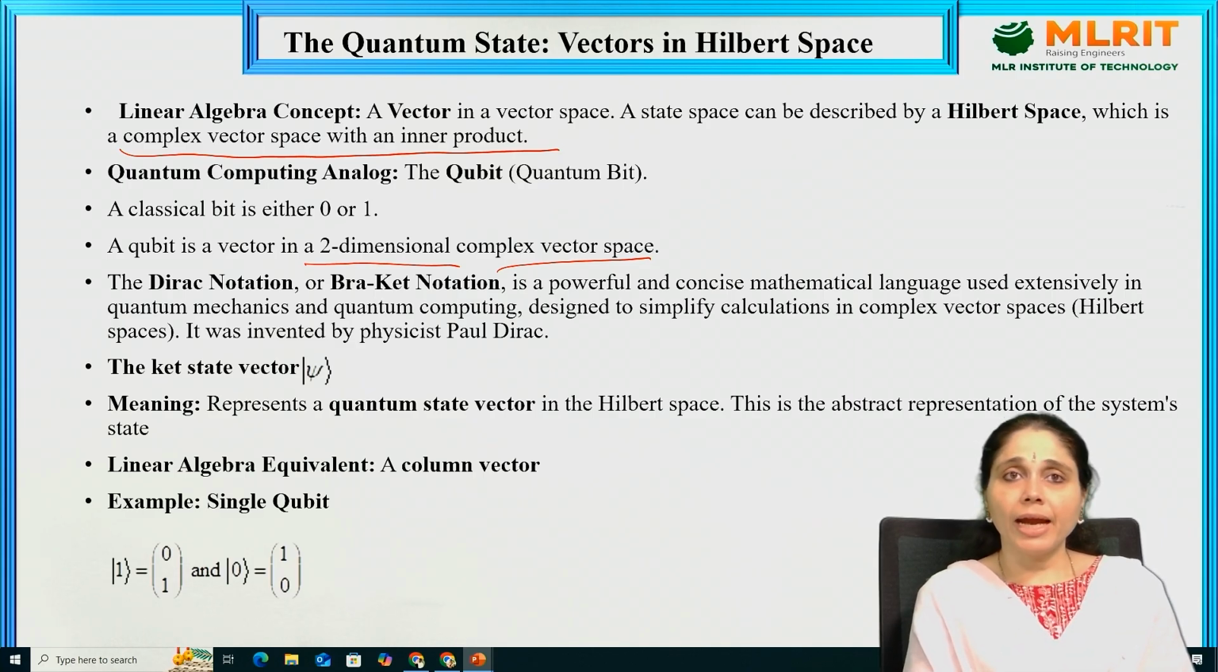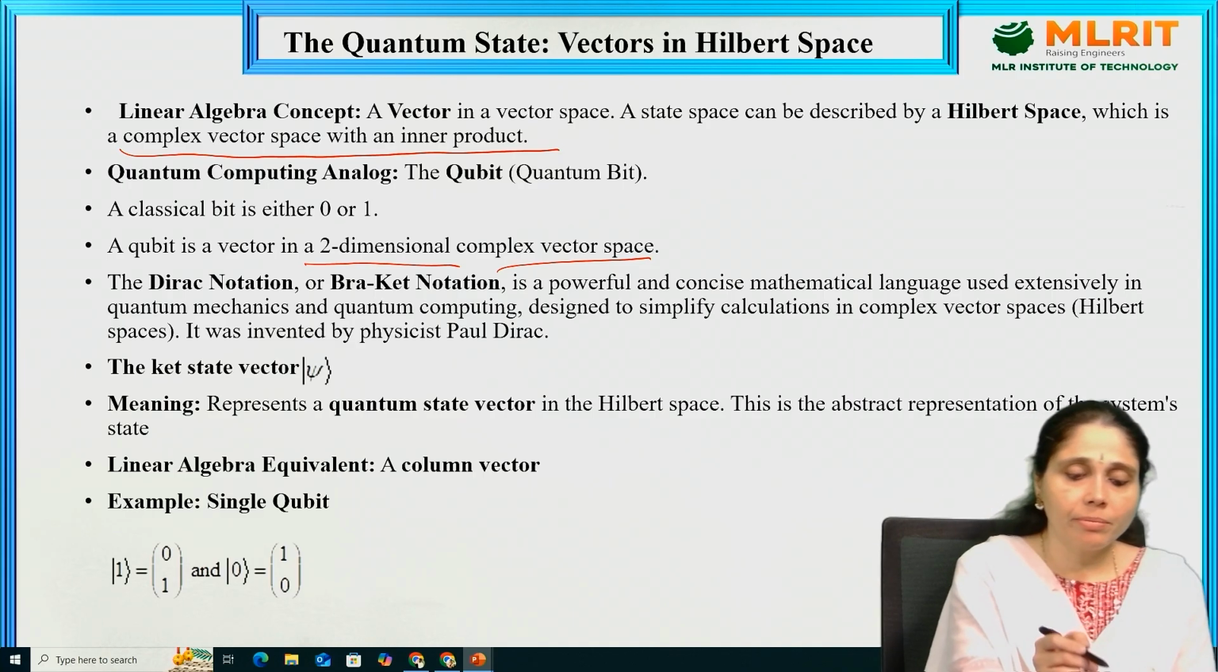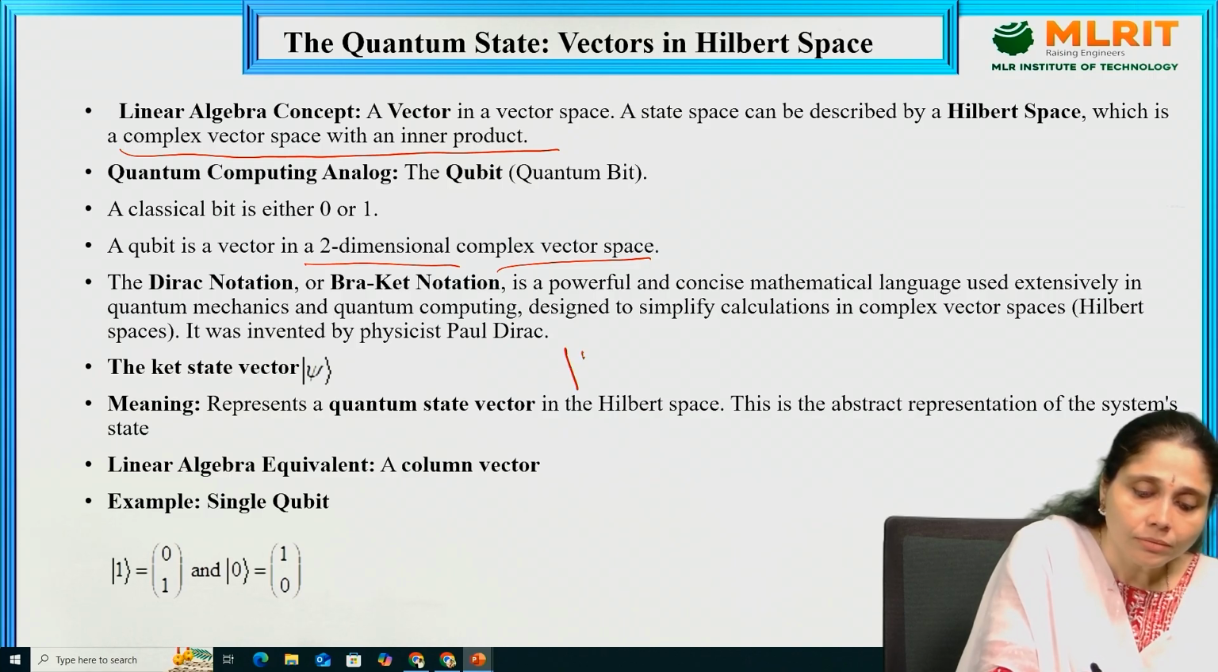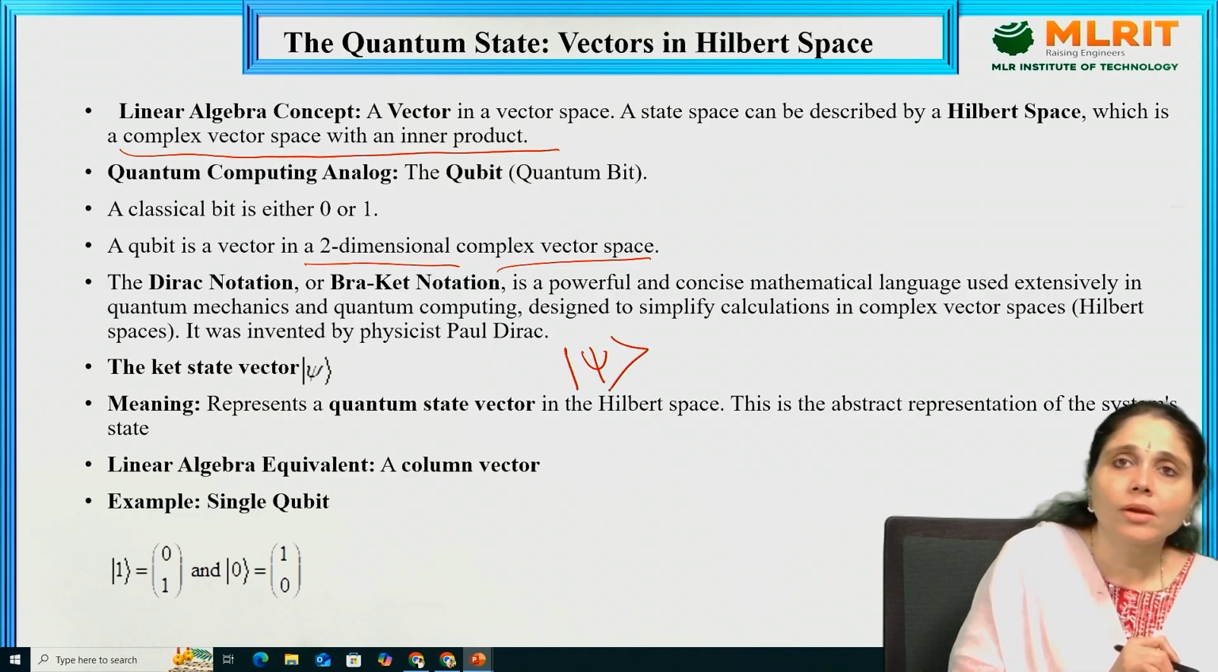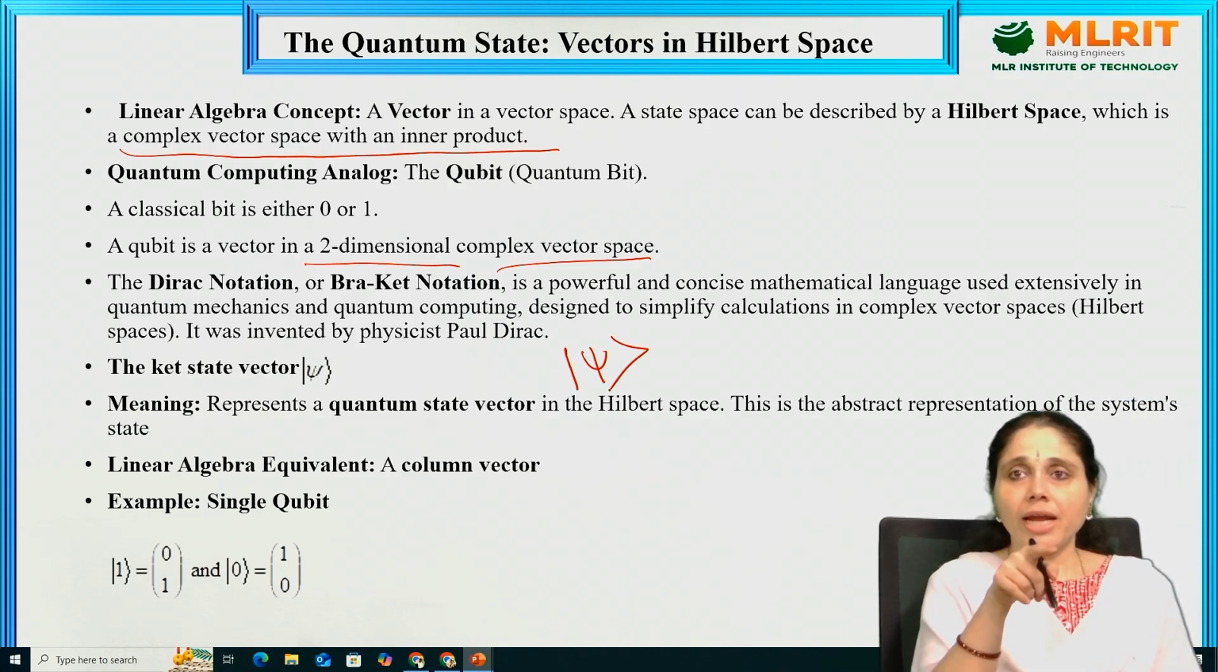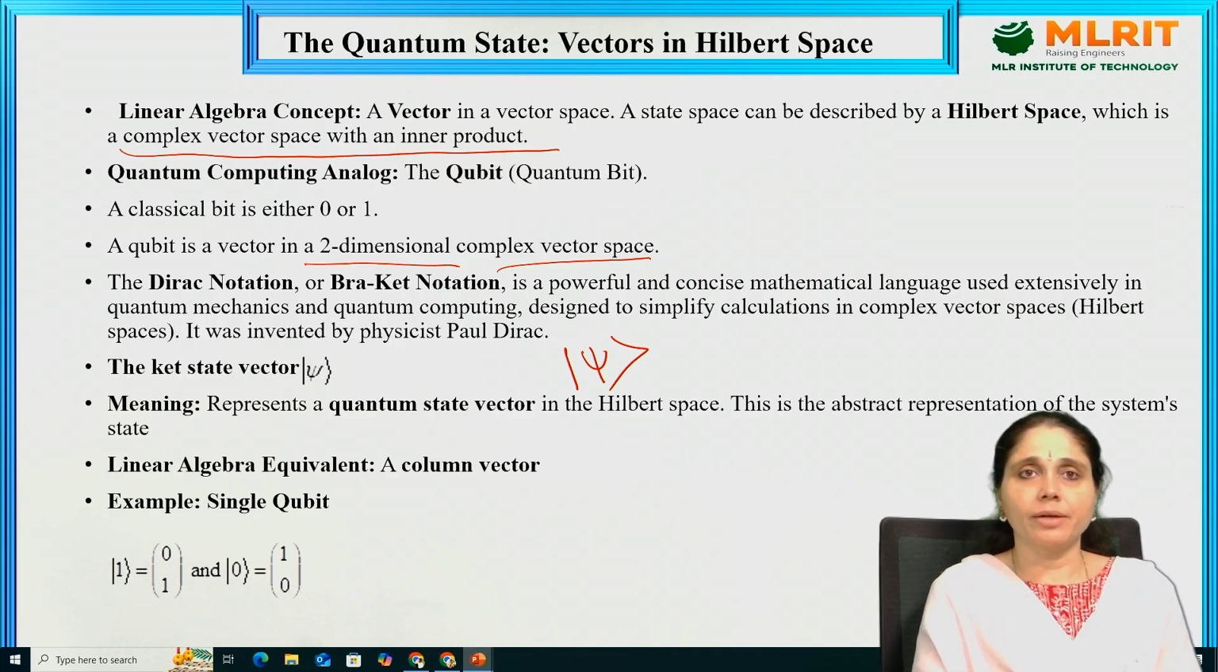The ket state vector is represented with one vertical line, psi, followed by a greater-than symbol. This is the ket representation. It represents a quantum vector in Hilbert space. This is the abstract representation of a system state. The linear algebra equivalent is a column vector.